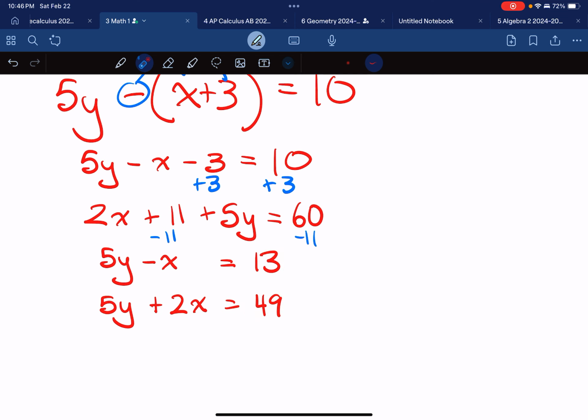So I have two options. I can either eliminate the y's or I can eliminate the x's. The x's are kind of nice because one's a minus and one's a plus, but the y's are kind of nice because they already have the 5 and the 5. So I'm leaning more towards eliminating the y's.